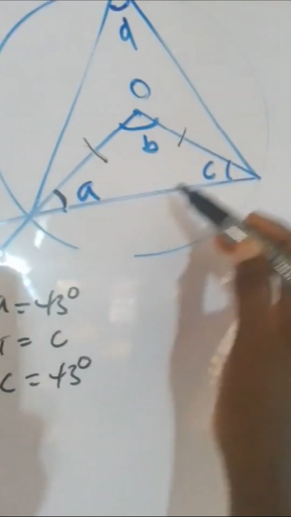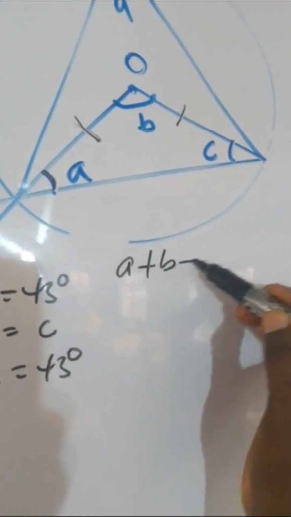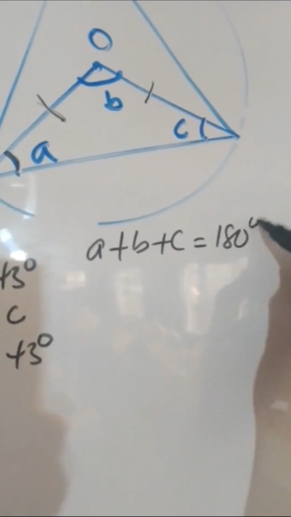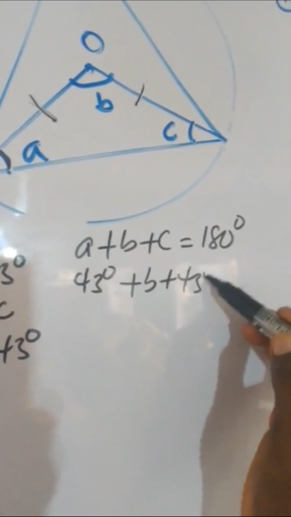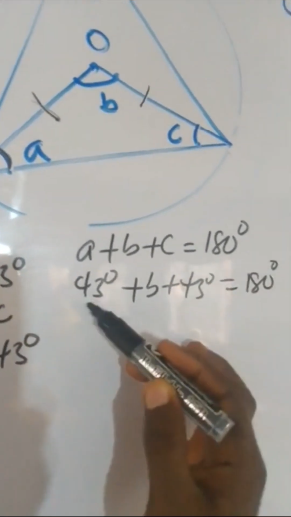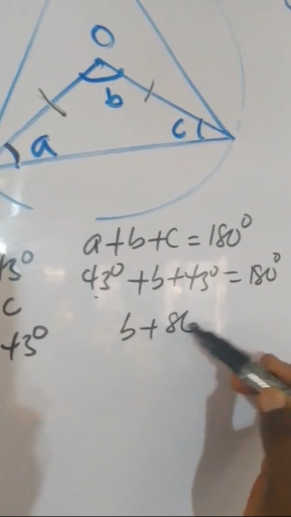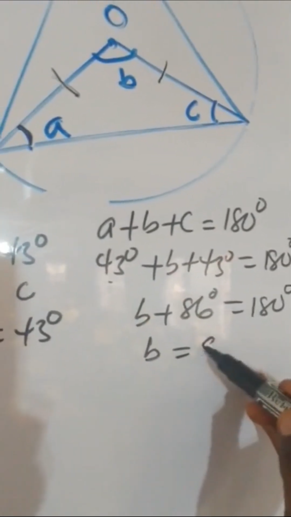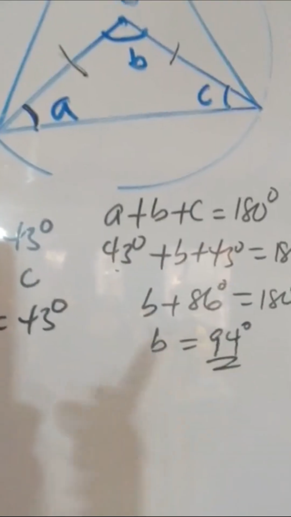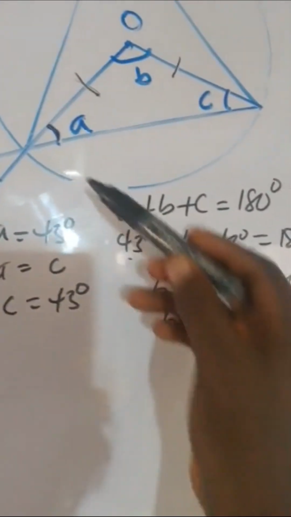So coming to this triangle, A plus B plus C must give us what? What is A? What is C? Equals 43 plus 43 will give us what? Equals to, what is B straight? So B is what? We've gotten the values of A, B, and C, right?